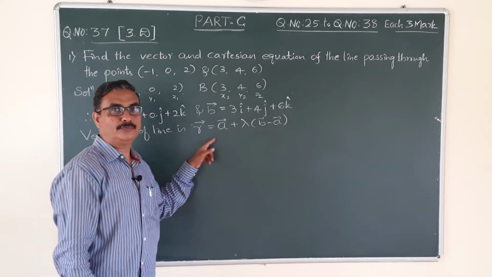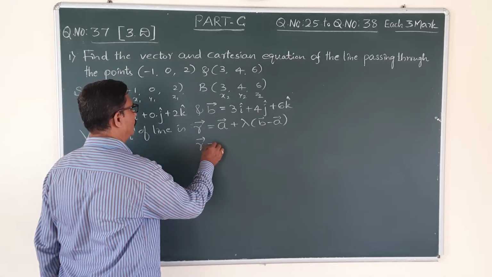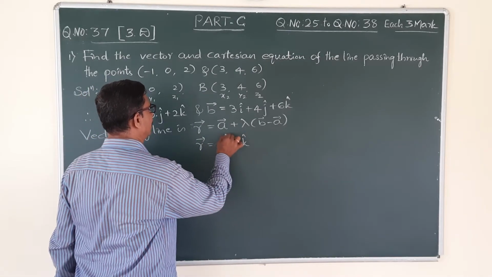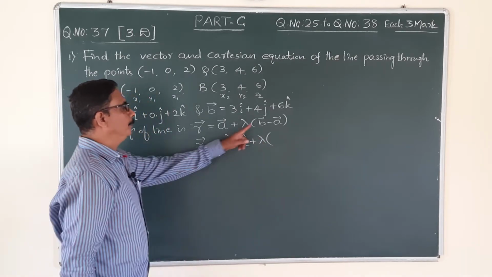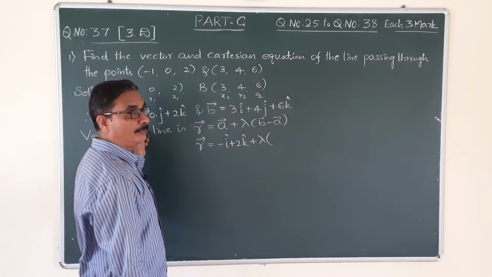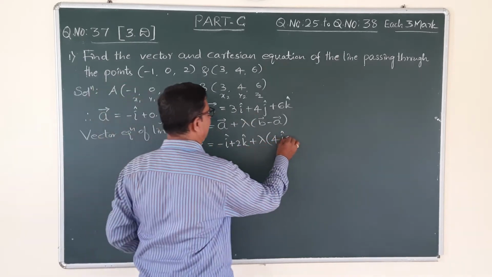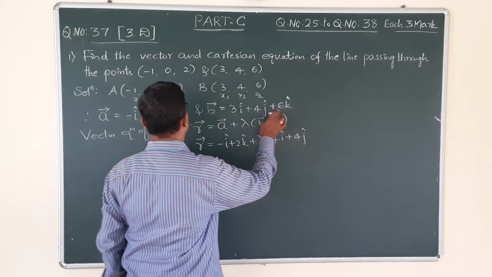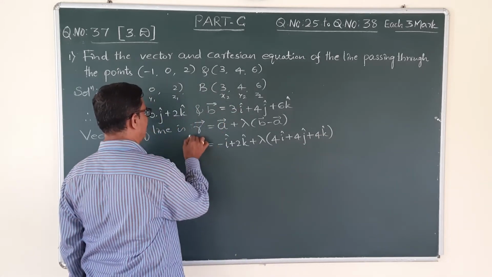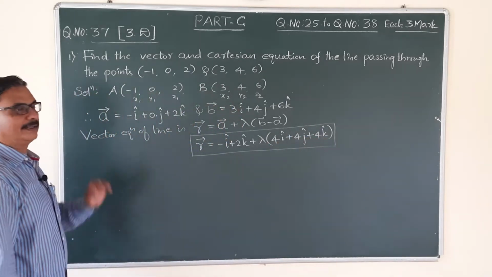Remember that formula. If you remember this formula, you can solve this problem. Now r is equal to vector a, which is -1i plus 0j plus 2k, plus lambda into (b minus a) vector. This is the b vector and that is the a vector. Subtract: 3i minus of -1i is 4i, 4j minus 0j is 4j, then 6k minus 2k is 4k. This is the vector equation of the line passing through 2 points.